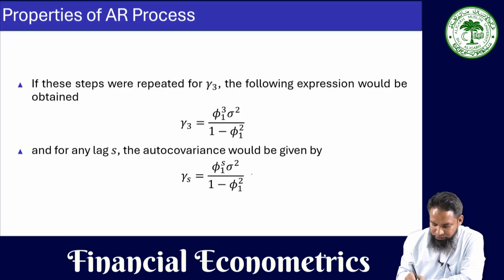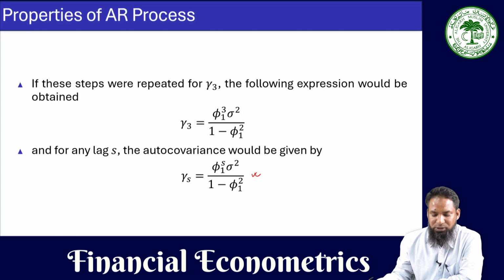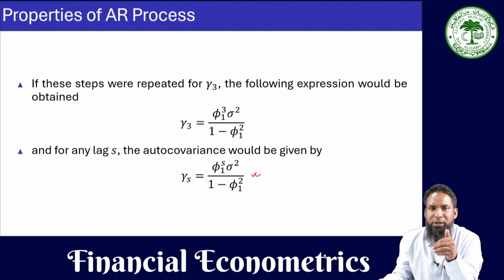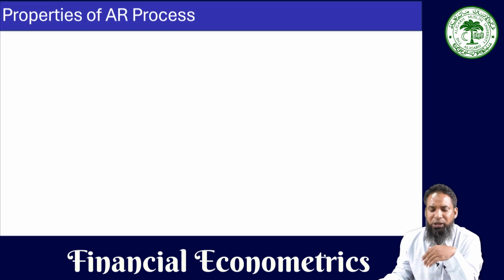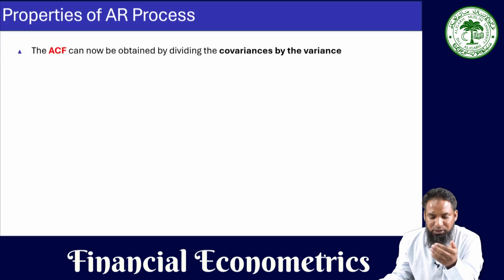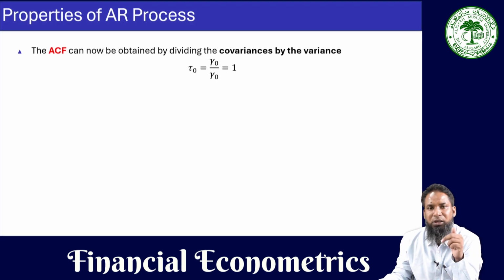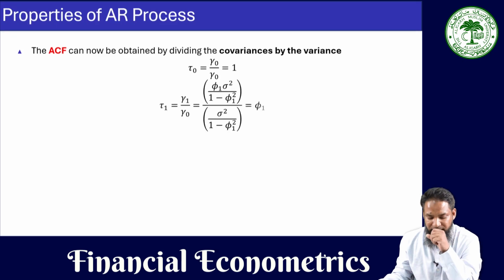So this will be the structure of the autocovariance of an AR1 process. Once we calculate the autocovariance, we will be able to calculate the autocorrelation function. Basically, the autocorrelation function is nothing but the autocovariance divided by the variance. So we can write tau 0, the autocorrelation function at lag 0, will be gamma 0, the variance, divided by gamma 0, again the variance, so it is equal to 1.